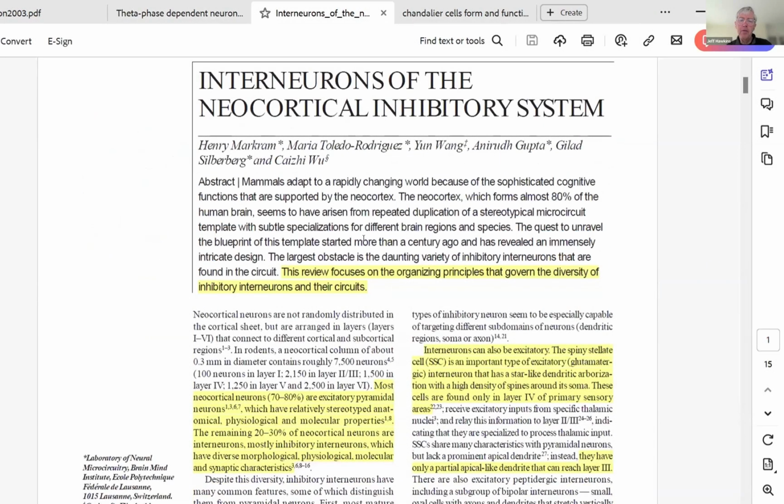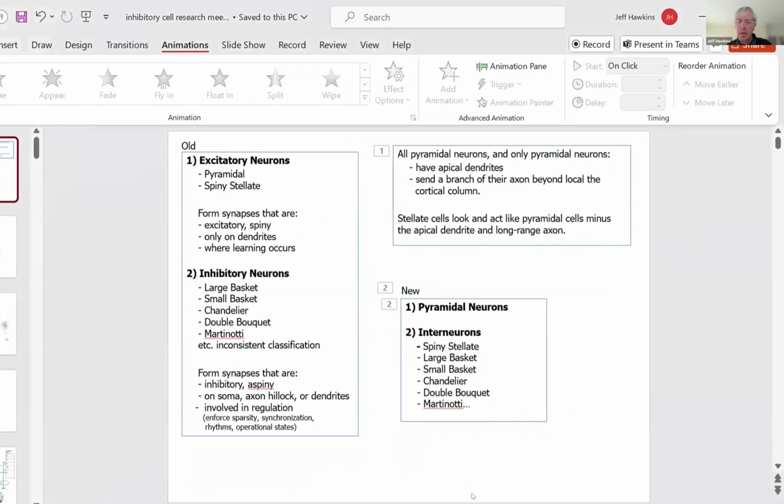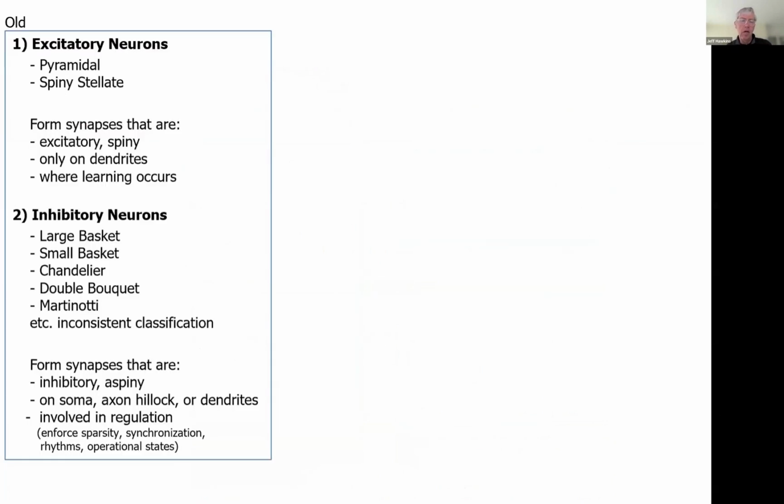We're reading this paper, Interneurons and Neocortical Inhibitory System. I thought I would start with a little background material here. Switch to my PowerPoint here.